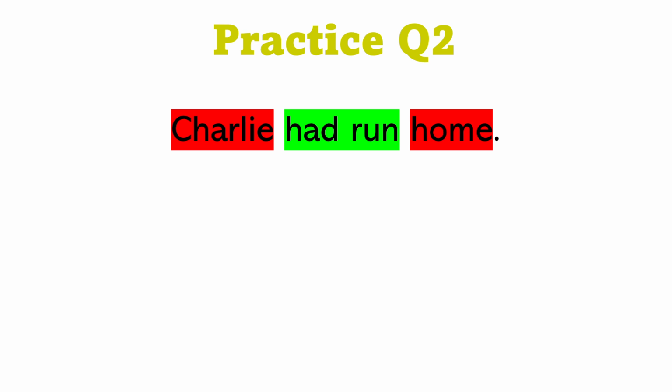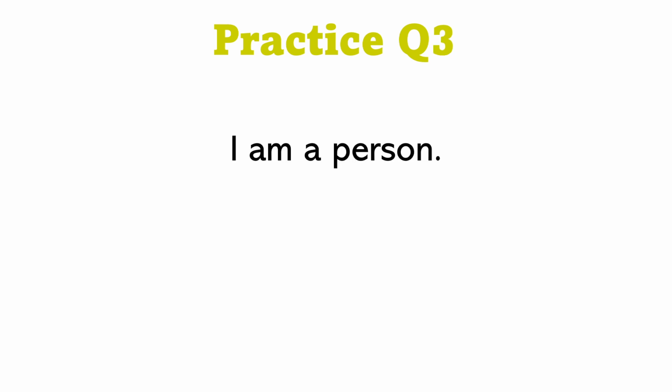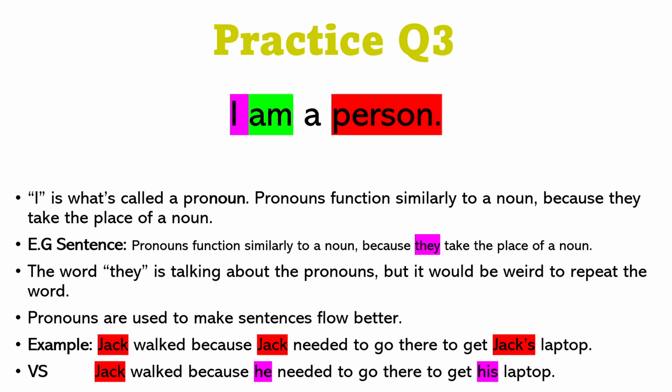Had is also a verb because it's kind of putting it into the past tense. I am a person. What do we reckon? Verb and noun. This is an interesting one. So, I said before we'd learned 3 word types. We've learned 2. The other word type we were learning is pronouns. So, I is what's called a pronoun.